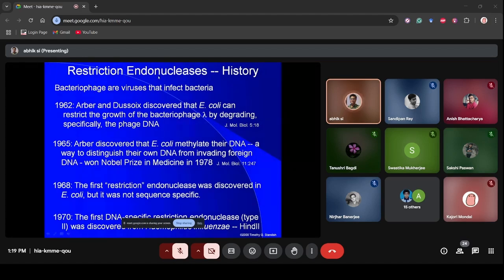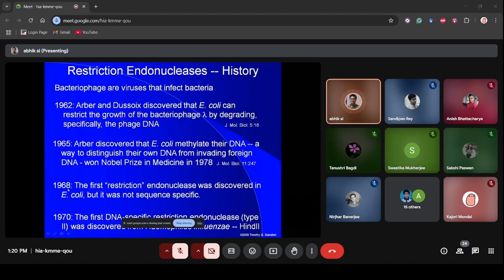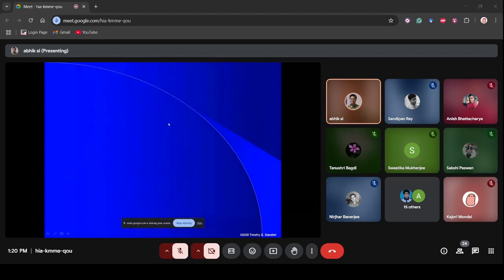That was the story. This war between the virus and the bacteria has been going on for millions of years, but we discovered it mainly in 1968 and 1970. The existence of restriction endonuclease, mainly in 1970, we got it, and we came to know that this enzyme has a huge power to cut DNA, and we can modify our DNA according to our will with the help of restriction endonuclease.